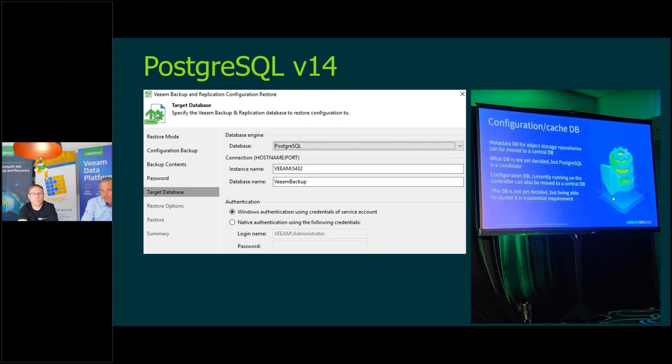This is a picture I took at Mike Ressler's presentation of Microsoft 365 backup. Also there, things are moving in the next versions. And you see also their configuration data will be stored in a central database. And they are also looking into other types of databases. Today it is a JET database. Yes, they are also looking into Postgres as well.